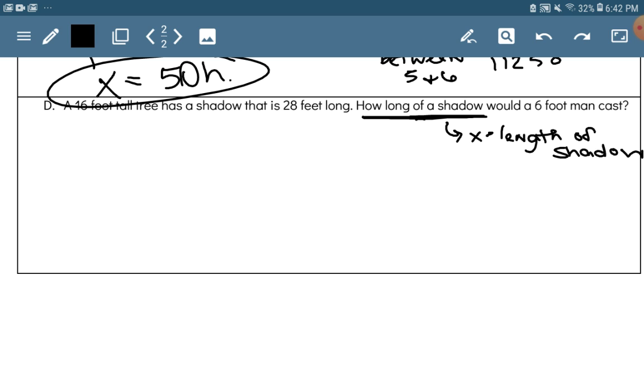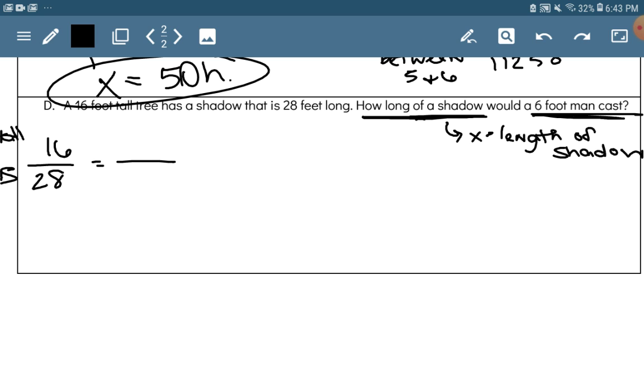So I need to now set up my proportion. My first fraction is going to be information I know that goes together. It's usually found in the same sentence. So if I go back to the beginning, a 16-foot tall tree has a shadow that's 28 feet long. One thing I want to point out is that the 16 is how tall and the 28 is for the shadow. That's going to help me set up later. So on the top, I have how tall it is, and on the bottom, I have the length of the shadow. So when I go to fill in my other fraction, the other number I know is the 6-foot tall man. That's how tall he is.